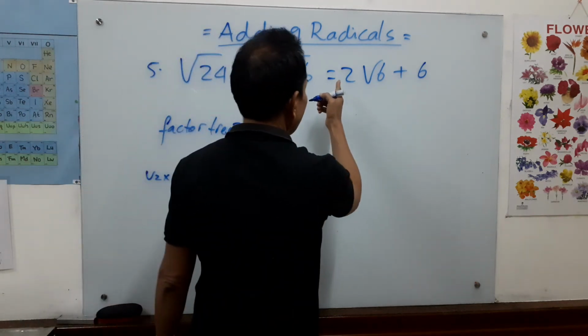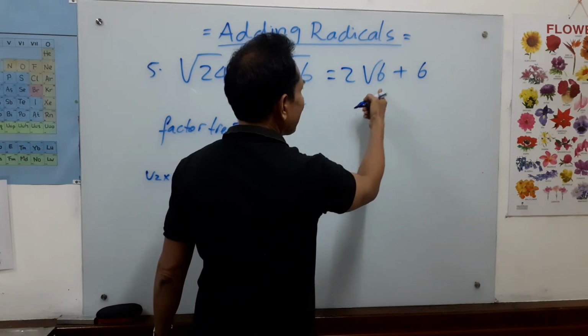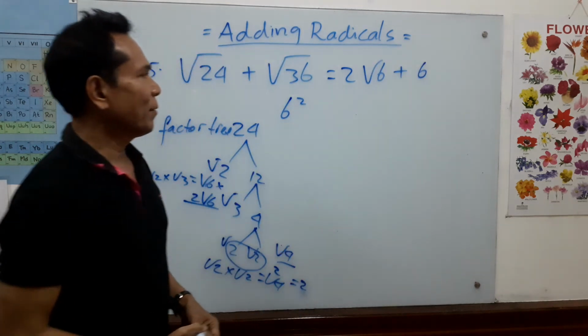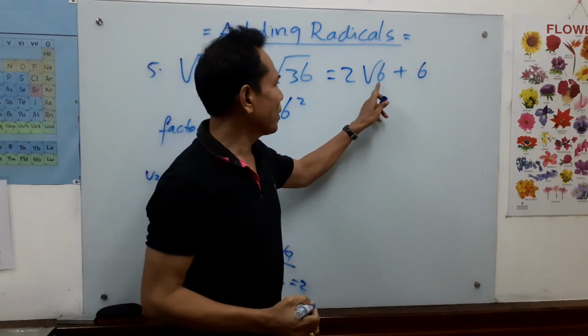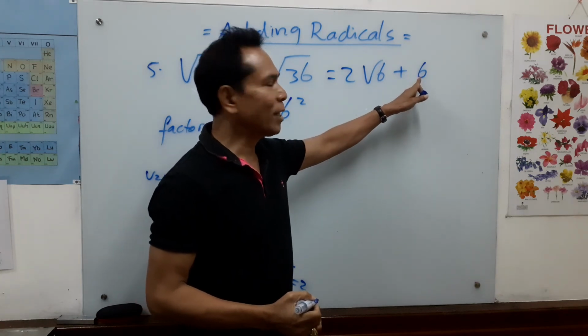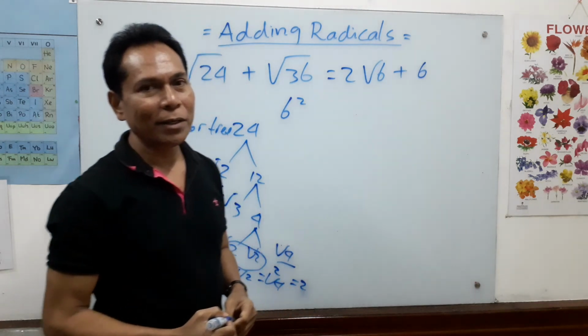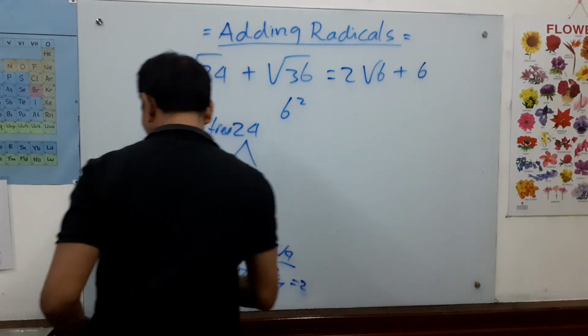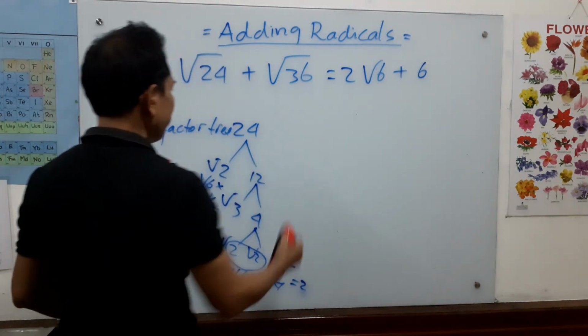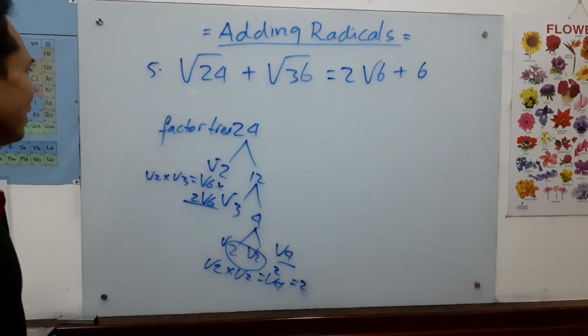So you have 2 radical 6 plus 6. Let's read it like that. Now, look here, we have 6 here, we have 6 here. But this one is outside the square root, and this one is still under the root, so we cannot add them. So just leave it like that. So number 5 is done.